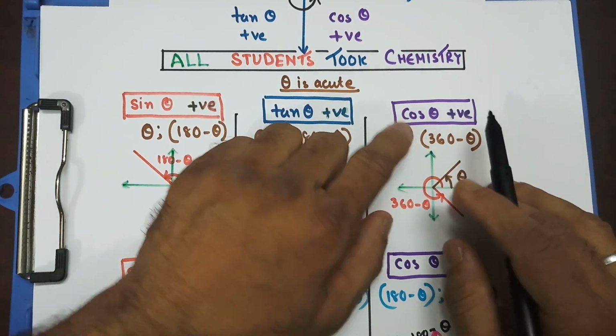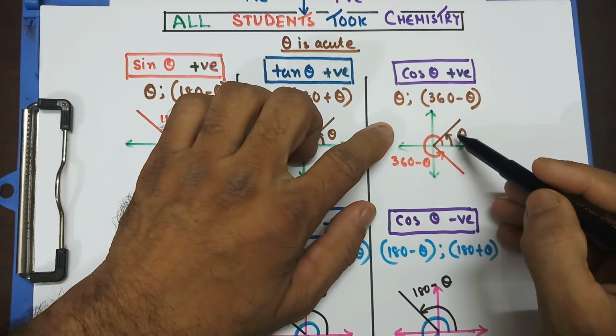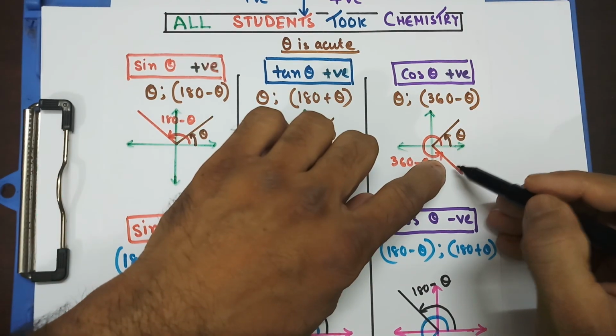And cos is positive in the first quadrant and the fourth quadrant. The first quadrant is theta, that's the brown color, and the red color is in the fourth quadrant.